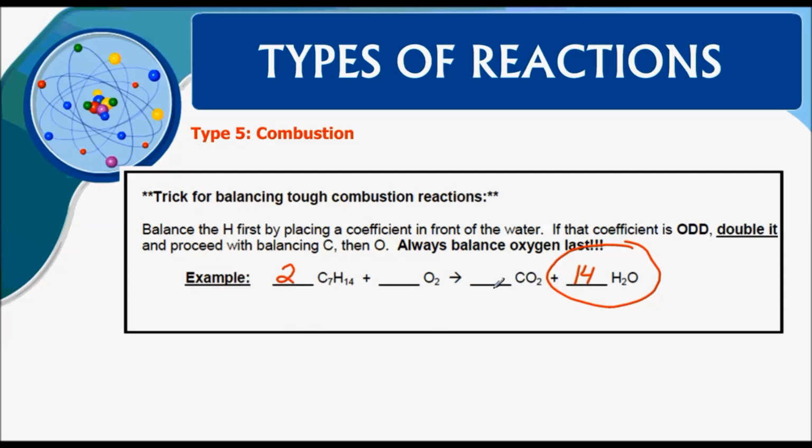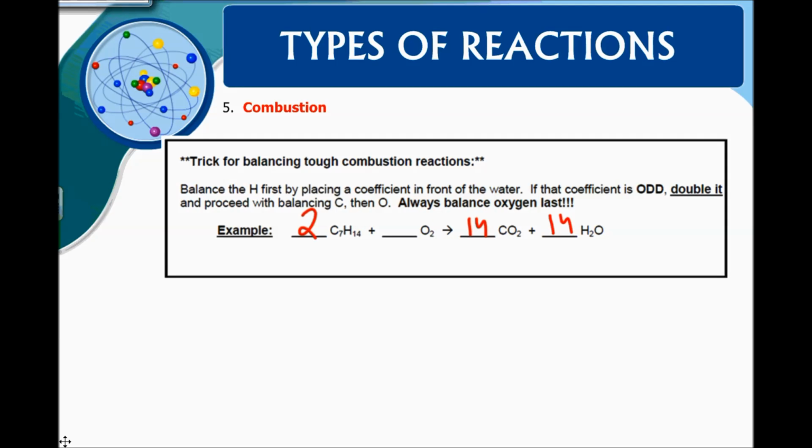So after you've balanced out your water molecule or your hydrogens first, then you want to move on to doing carbons. Remember, oxygens are very last. So I've got 14 carbons because 7 times 2 is 14, which means I need to put a 14 in front of carbon dioxide on the product side. Okay, so the last thing I'm going to do is make sure that my oxygens are balanced. On the product side, 14 times 2 gives me 28 oxygens, plus 14 gives me 42 oxygens. So on the reactant side, I need to put 21 in front of O2 so that they balance out.